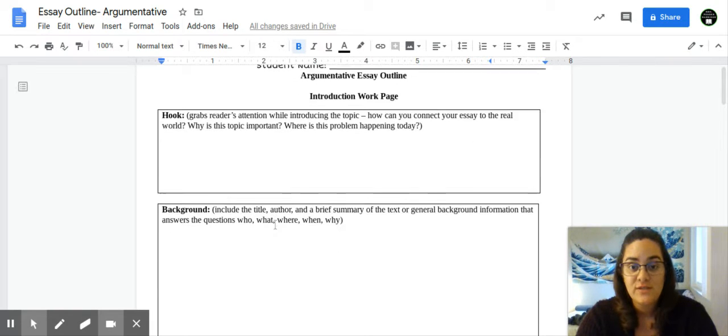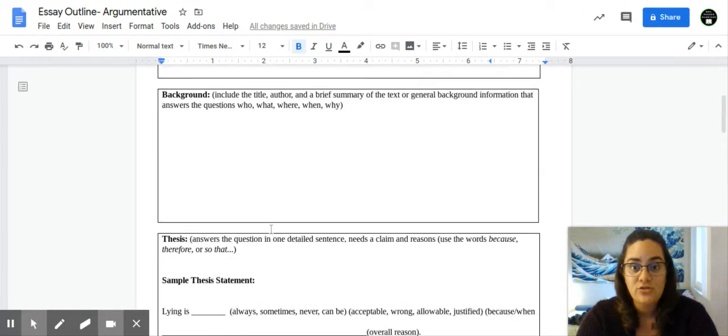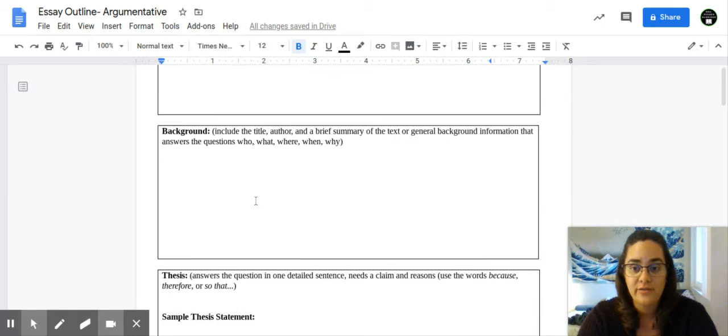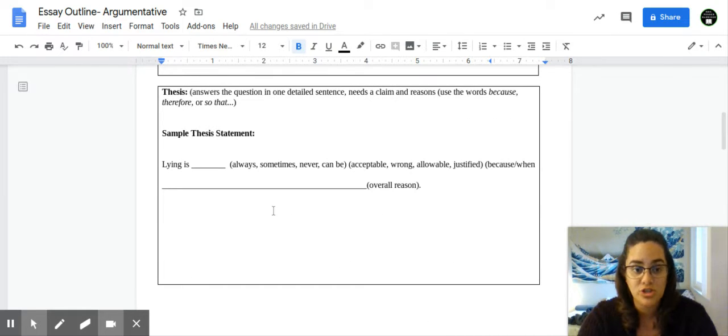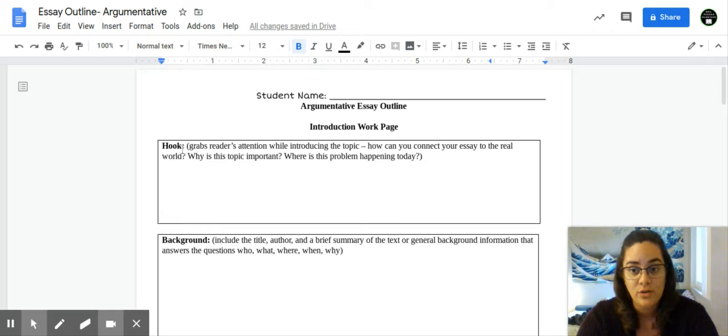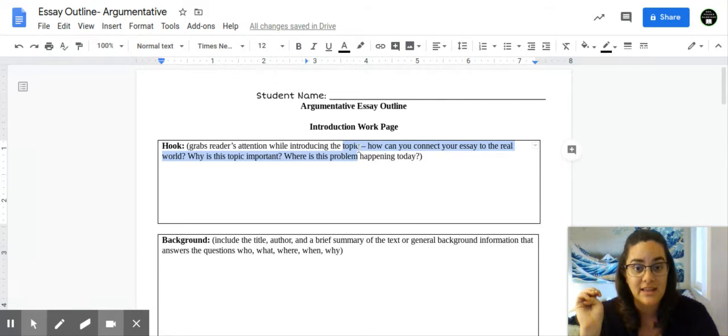The first page of this outline is your introduction paragraph. So all 3 of these boxes are all smushed into the same paragraph. We're going to start with the hook, which is the way that you're going to get your reader's attention about this topic. Our topic this time around is, of course, lying. So be thinking about how could you get your reader's attention and get them interested in lying as a topic.